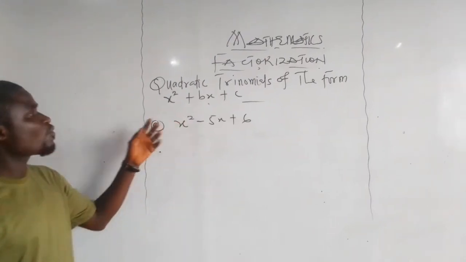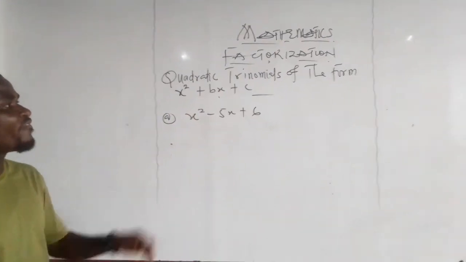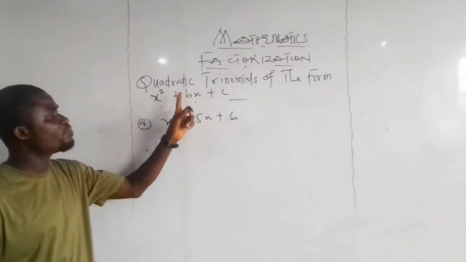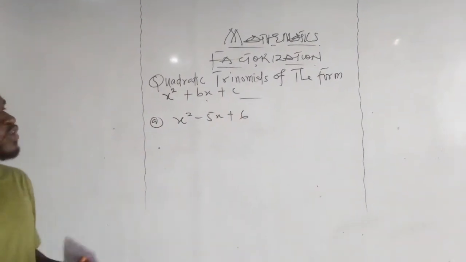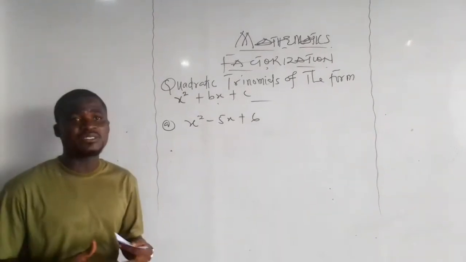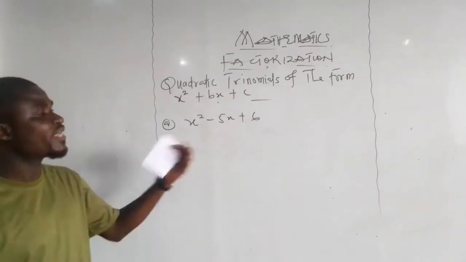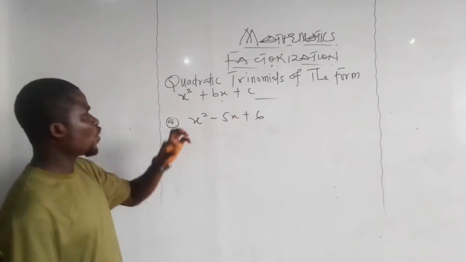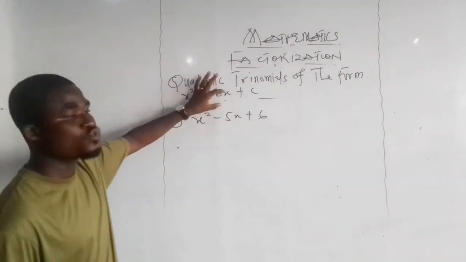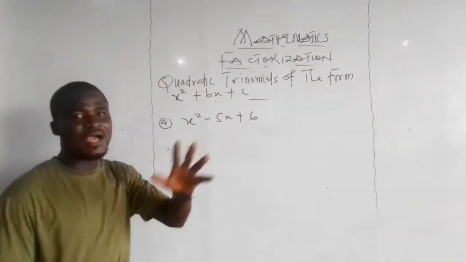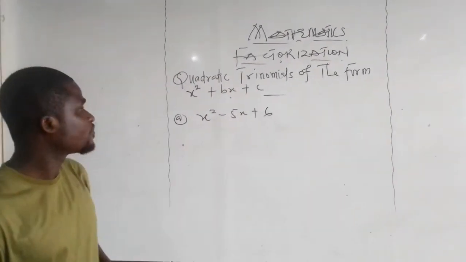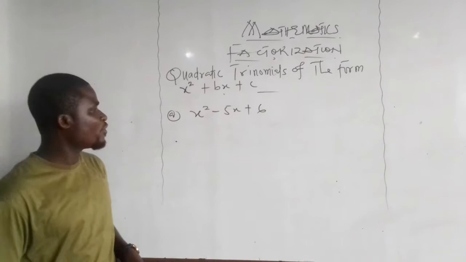Today we are going to look at quadratic trinomials of the form x squared plus bx plus c. Now, when we talk of quadratic trinomials, we are talking about an expression which contains three terms. So we have term 1, term 2, term 3, where b and c are constants. Good. Now let's try our first example and see.